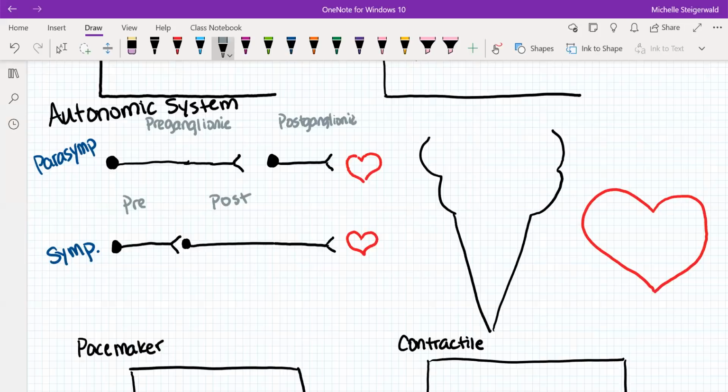And those names are telling you kind of where these cell bodies are for each one. So preganglionic means that these cell bodies are going to be in the CNS in a nuclei. But when we get to the postganglionic, these are going to be in the PNS, which means they're in ganglia. And so that's why we say either pre or postganglionic.